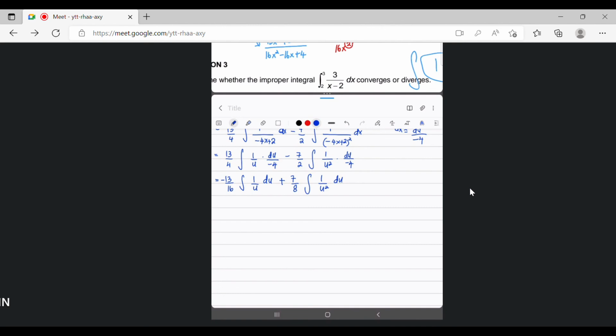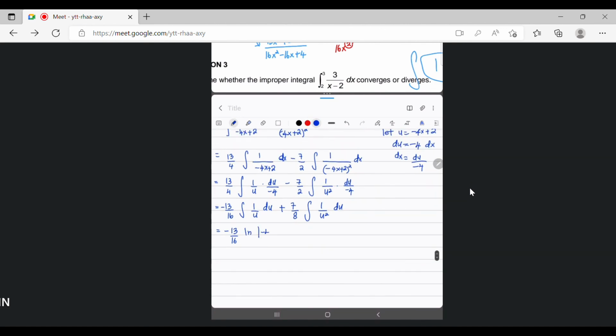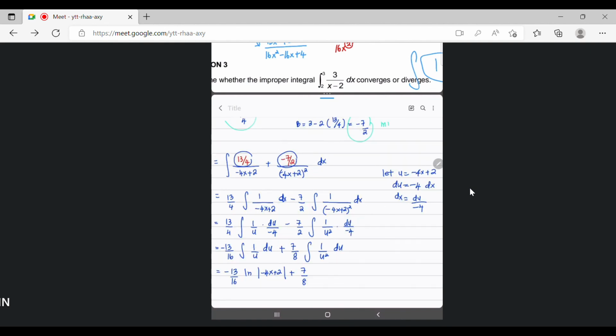But then for the second part, you have 1 over u squared. Okay, so for the second function, 1 over the u squared. So kat sini, dia bukan jadi ln. Dia bukan jadi ln. Okay, ln hanya untuk 1 over u. So dekat sini negative 13 over 16 ln u. What is your u? U kita is negative 4x plus 2. So settle for the first part. But then for the second part, we need to integrate 1 over u squared.